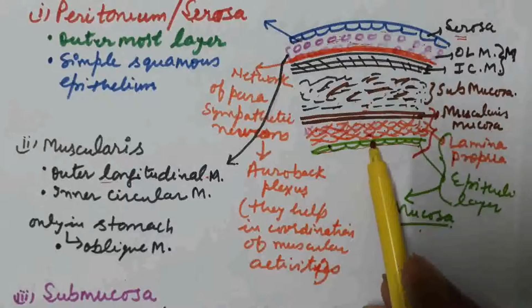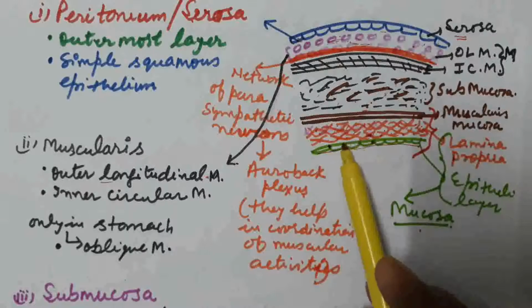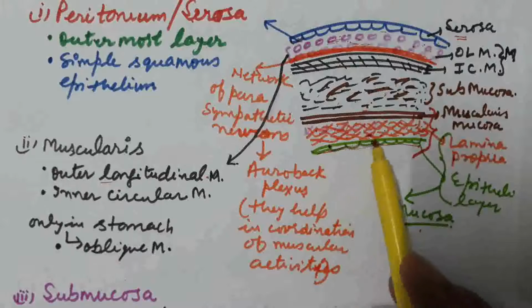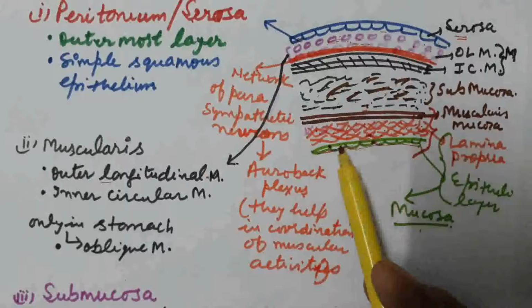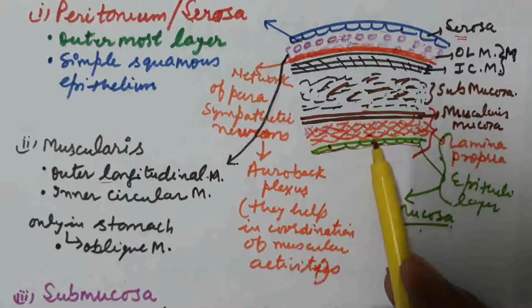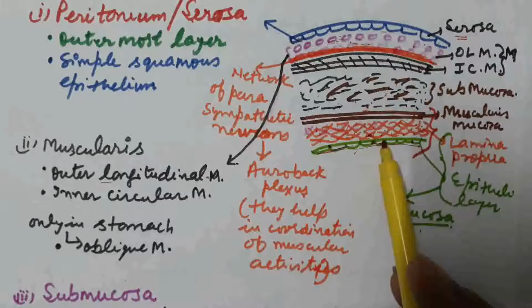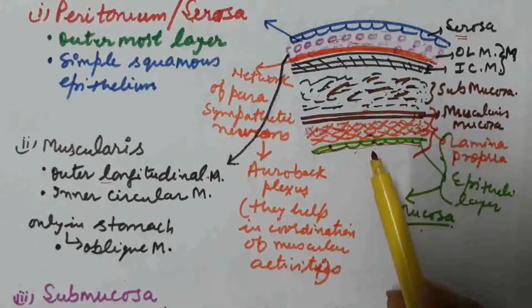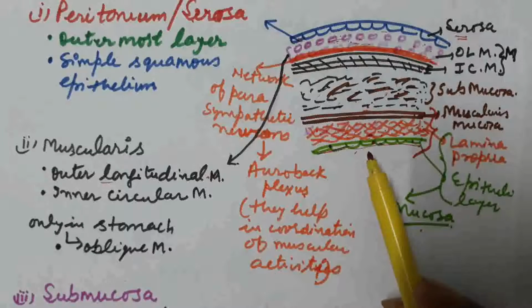If we talk about the stomach, the innermost layer is mucosa. This epithelium in case of stomach consists of the gastric glands, and in case of the small intestine this epithelium consists of the intestinal glands. These glands secrete the digestive juice in which enzymes are present and help in the digestion of food material. So these four layers constitute the alimentary canal.